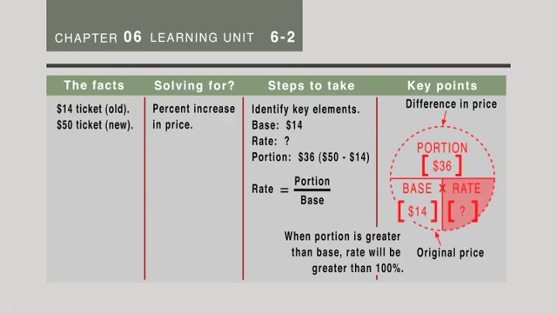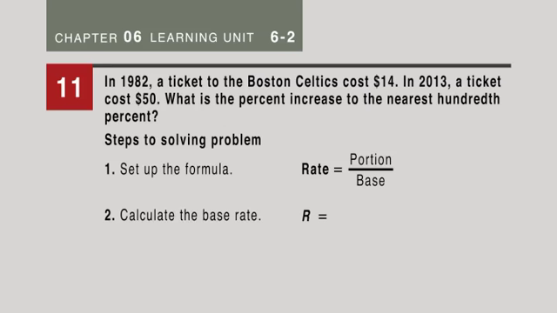So we take the portion divided by base, and we have that $36 divided by 14, and we get that $36 because we take the $50 from the new price, subtract out the $14 from the old price, which leaves us with that $36. So if you'll notice, we end up with a rate that's over 100%. In fact, it's 257.14%. Again, that's because the portion is greater than the base, therefore the rate is going to have to be greater than 100%.